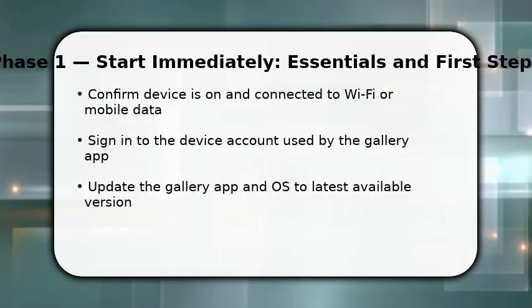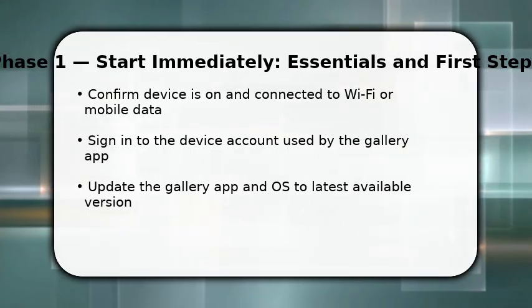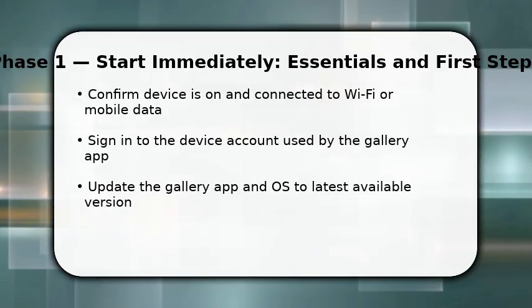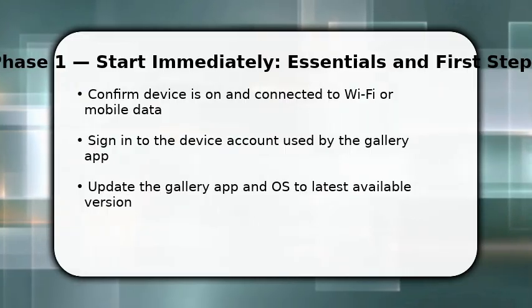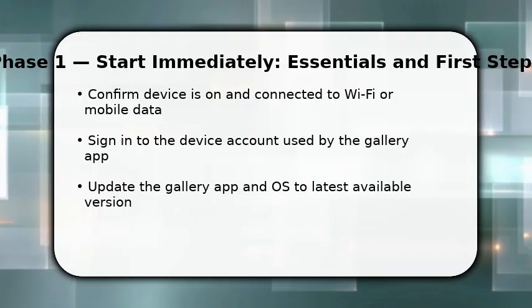Enjoy the video. You'll start by verifying prerequisites. Make sure the device is powered, on a stable Wi-Fi or mobile link, and signed into the account tied to the gallery. Once done, open the gallery app, navigate to Settings or Account. Tap Sync or Cloud Backup. That begins the authorization flow.